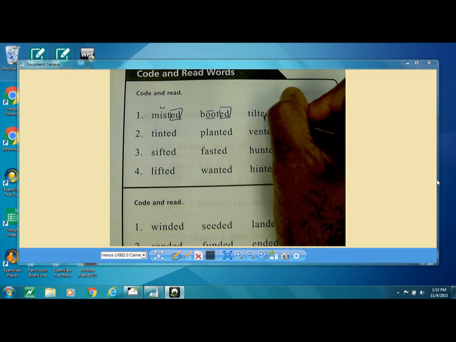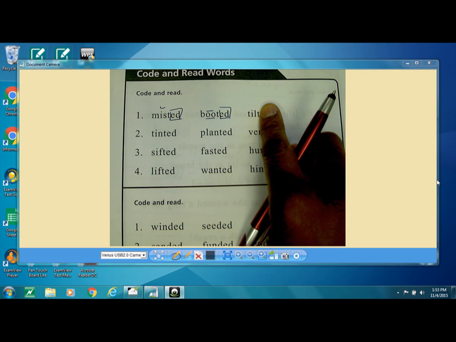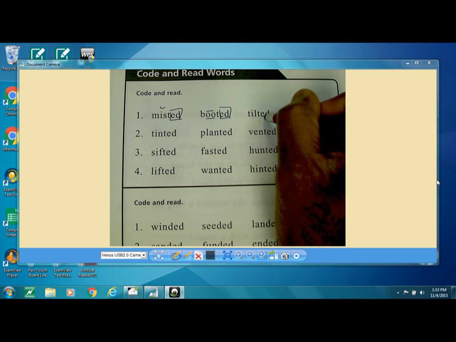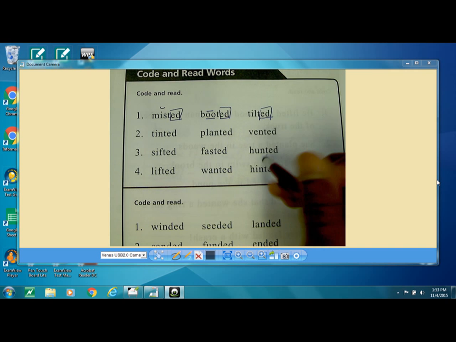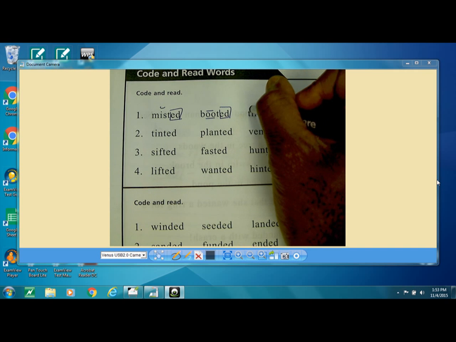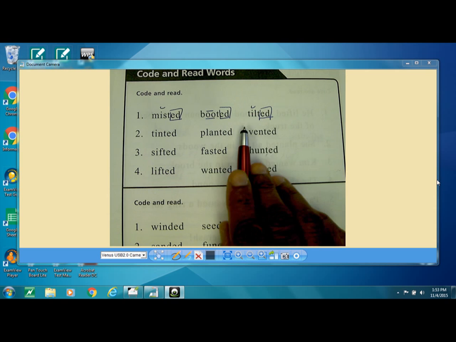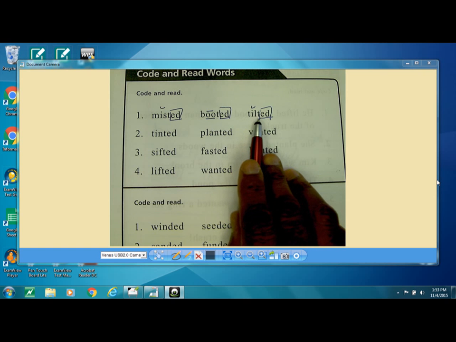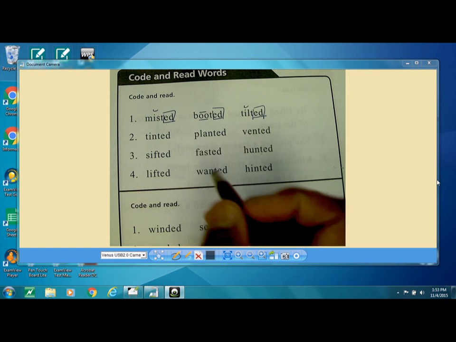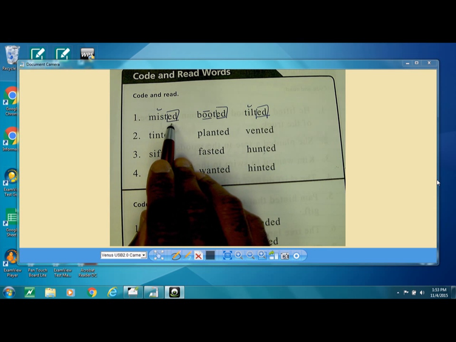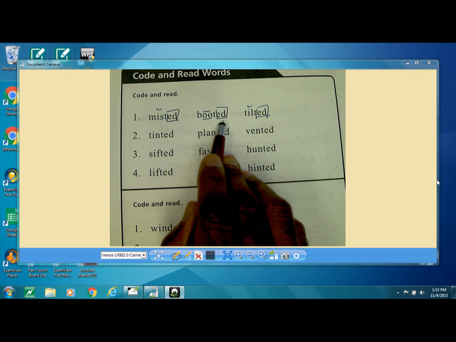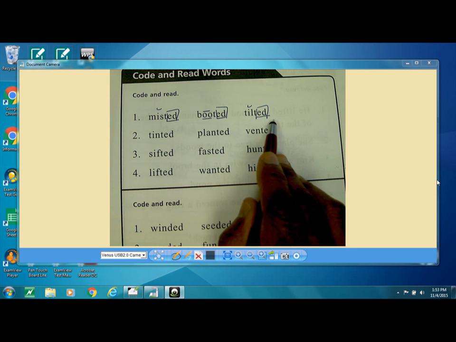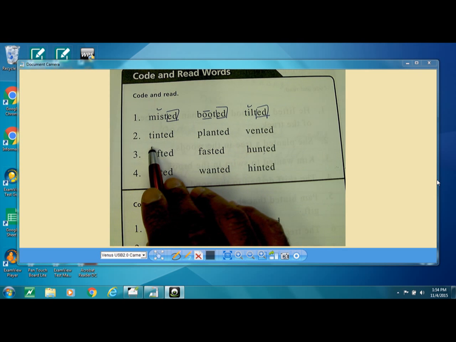We have a suffix ed. If we cover up the ed, do we still have a base word? Yes, we do. So we're going to box our suffix. Then we're going to have a vowel in a closed syllable and mark it with a breve. We're going to say our sounds t, ill, t, ilt, tilted. So our words here are misted, booted, tilted.